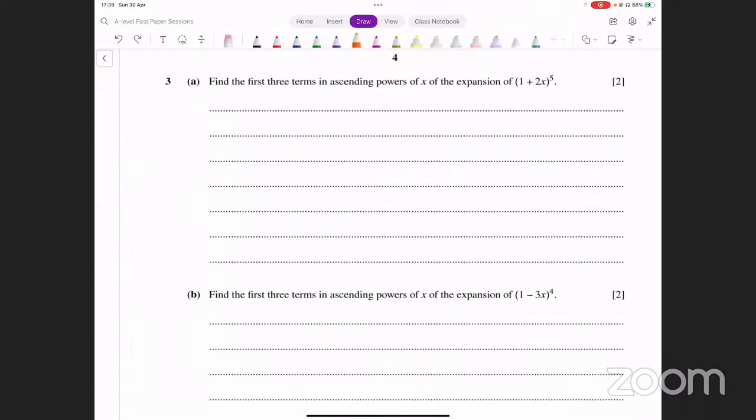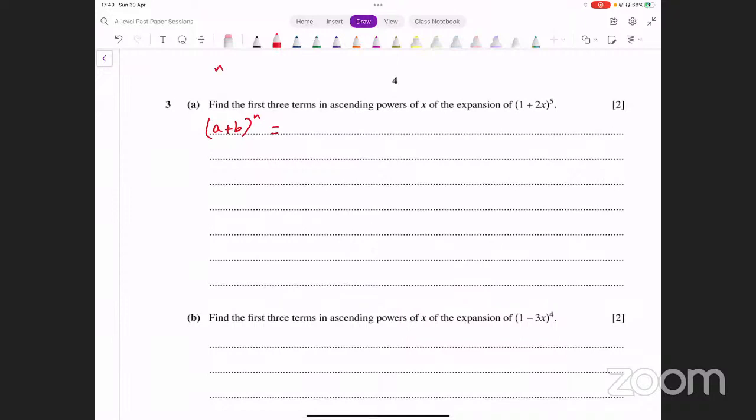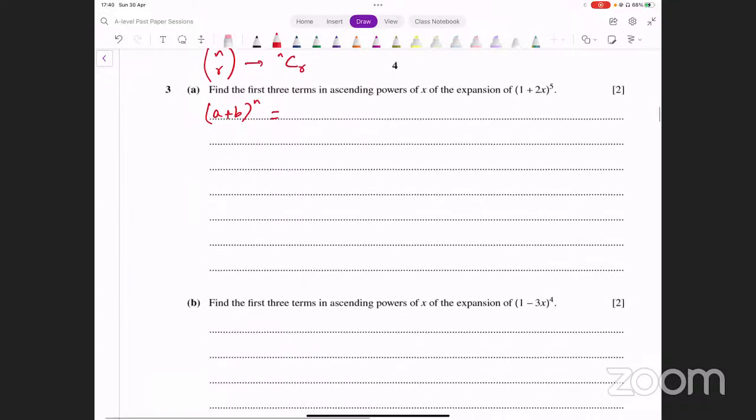Question number 3. It says, find the first three terms in ascending powers of x in the expansion of (1 + 2x) raised to power 5. So this is binomial. Binomial का फॉर्मूला आपके पास क्या होता है? ये आप फॉर्मूला शीट अपने सामने रखेंगे, इसमें थोड़ा सा अलग तरह लिखा होता है, बस नोटेशन डिफरेंट यूज की होती है, उसमें nCr notation यूज की होती है, that's the same as NCR. Okay, तो उसका बस फॉर्मूला लिख सकते हैं.